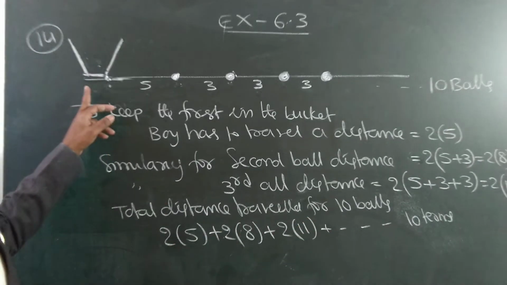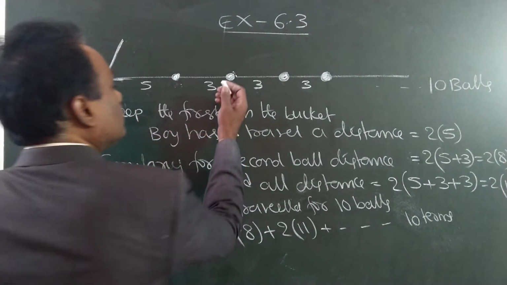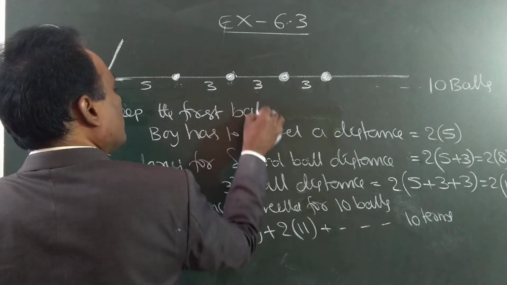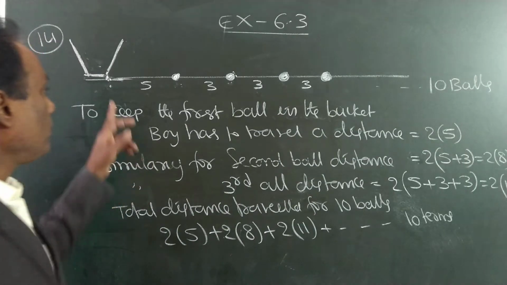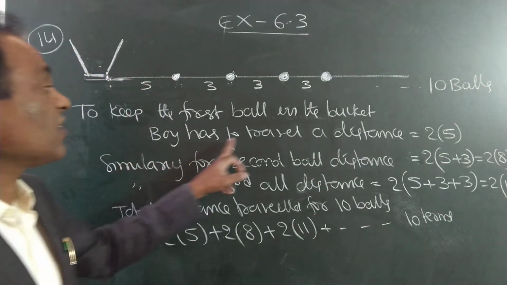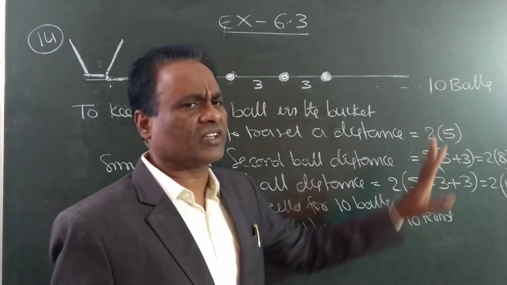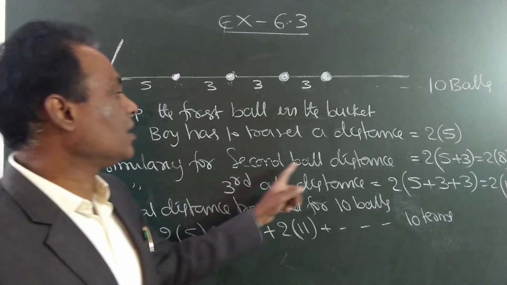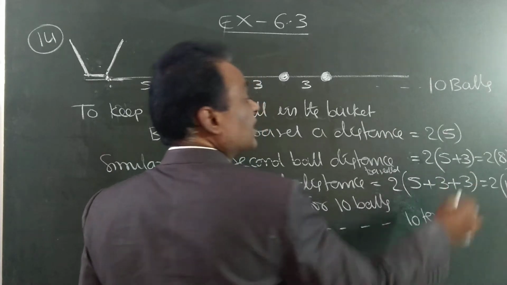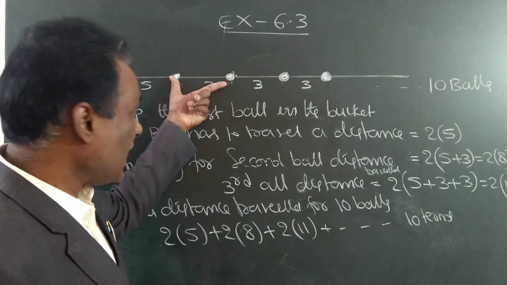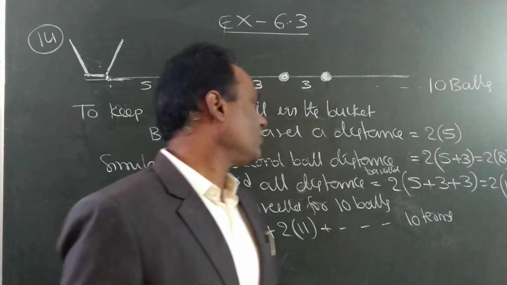So students, this diagram is given in the textbook itself. To place the first ball in the bucket, the boy has to travel a distance equal to 2 times 5. Very easy to understand. Similarly, for the second ball, distance traveled is equal to 5 plus 3, 8, but 2 times 8, going back. 2 times 8.